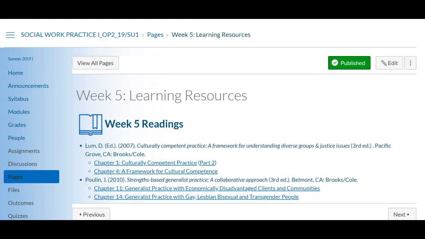The second set of chapters from the Poolin text, both excellent, are actually written by Widener faculty. The first one, Generalist Practice with Economically Disadvantaged Clients and Communities, was written by Dr. Stephen Kaufman. It provides some good context for understanding individual, group, organizational, and macro level context issues related to clients and communities.